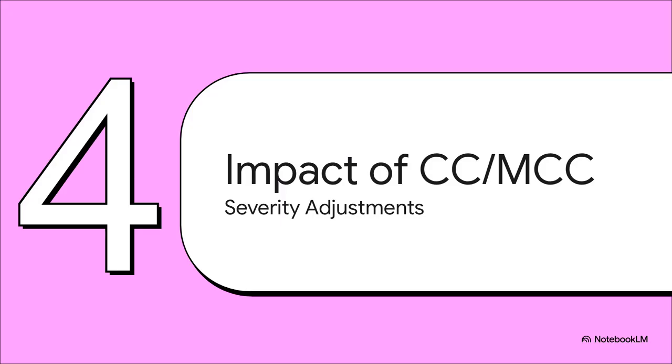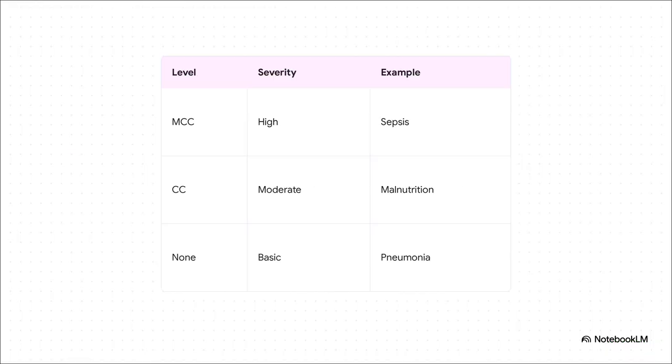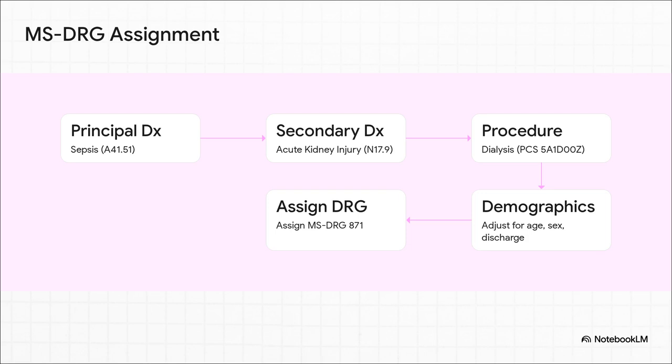All right, Section 4. Let's talk about the impact of CCs and MCCs on severity adjustments. Think of these as the ultimate multipliers for a hospital's payment here. Once you have your base DRG, the system scans the secondary diagnosis. It's looking for a CC, a complication or comorbidity, or an MCC, a major complication or comorbidity. So a basic DRG like simple pneumonia pays the base rate. But if the patient also has a moderate severity CC, like malnutrition, the reimbursement bumps up. And if they have a high severity MCC, like sepsis or acute renal failure, boom, the case jumps to the highest possible reimbursement tier.